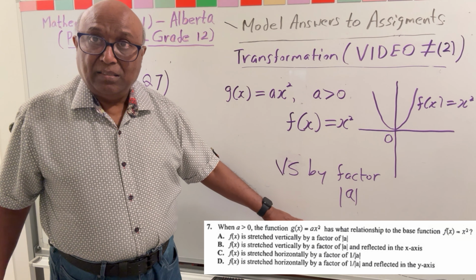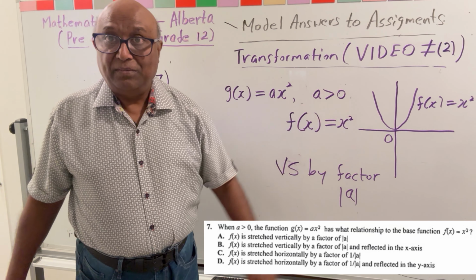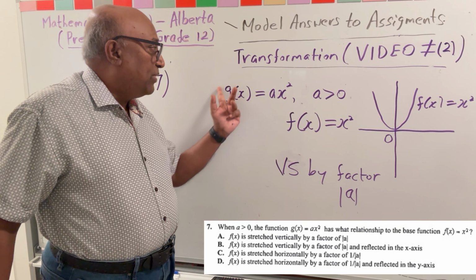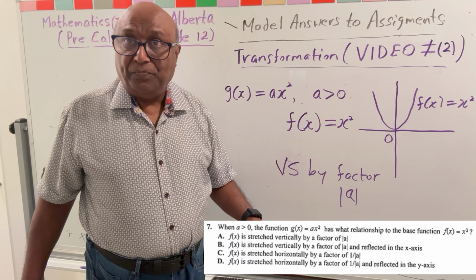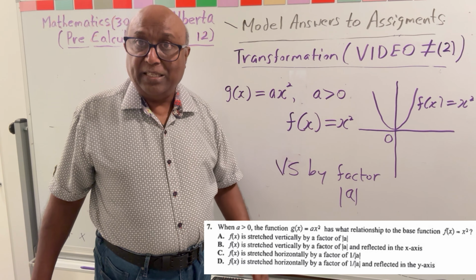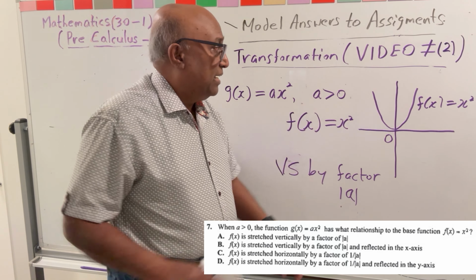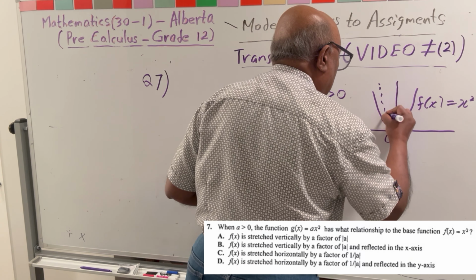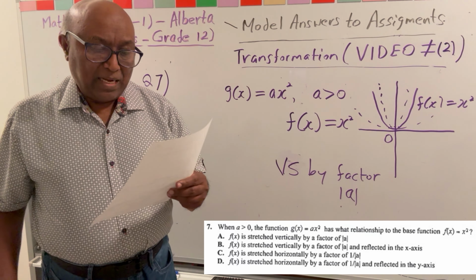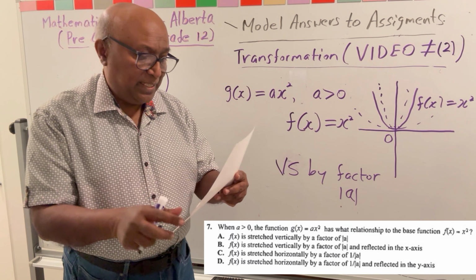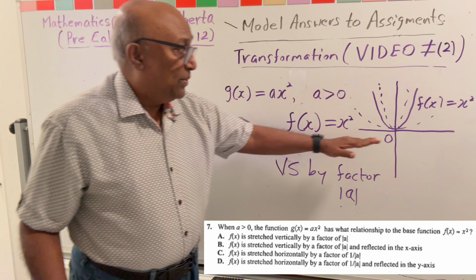That is one thing. But in addition to that, if a is negative, there is reflection about the x-axis. That means if the function has been given like this, two things may happen simultaneously. The function is stretched by a vertical factor of a, like this, stretch or compress, it doesn't matter, and reflection about the x-axis, but that is not applicable here because a is positive. As a is positive, the reflection does not happen.